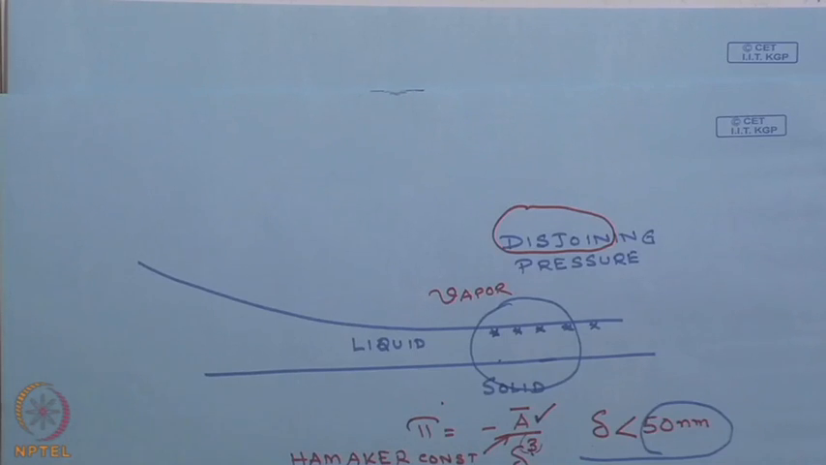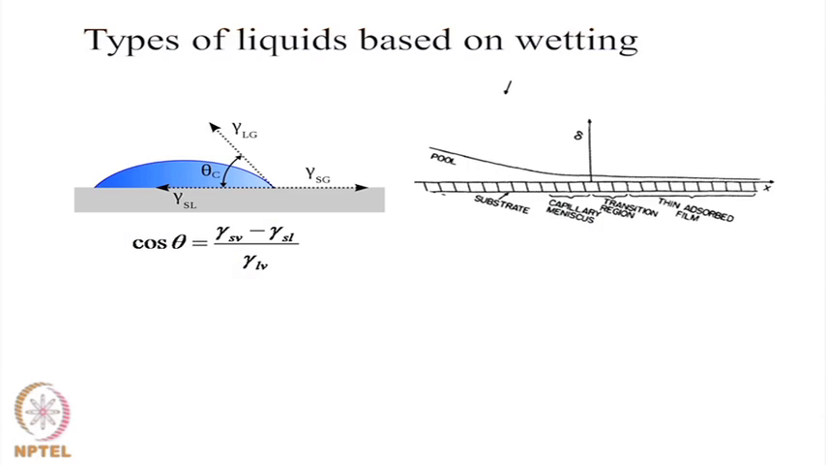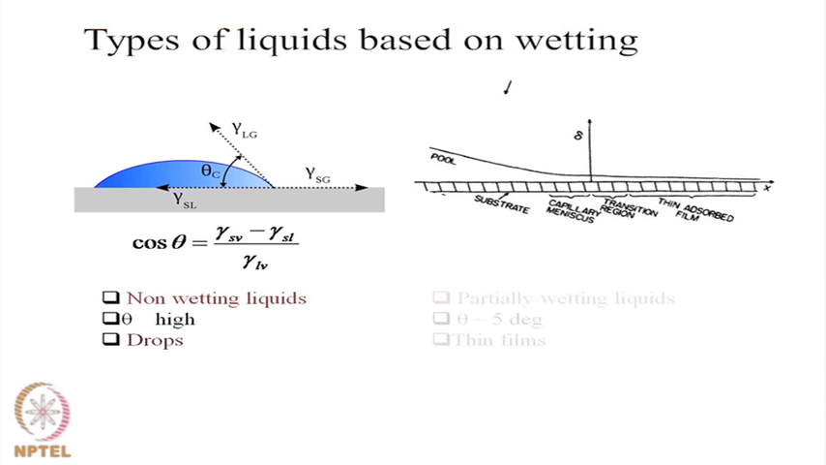So, what it tells us simply is that the capillary and the disjoining pressures are functions of the thickness profile. So, if we could measure the thickness of a very thin film accurately, then we would be able to obtain the value of the disjoining pressure or the value of the Hamaker constant. Now, types of liquids can be divided based on how they wet a solid surface.